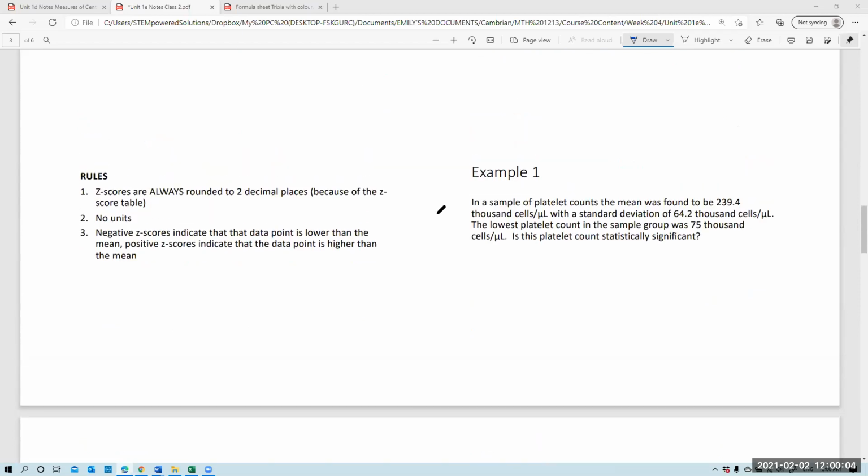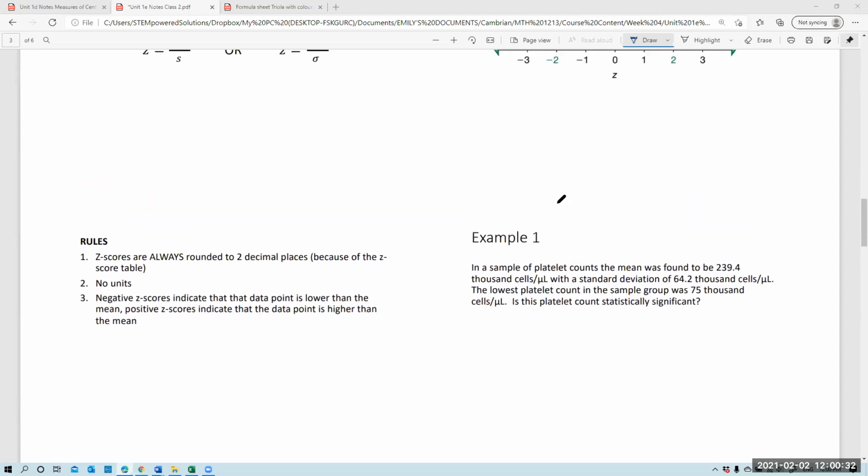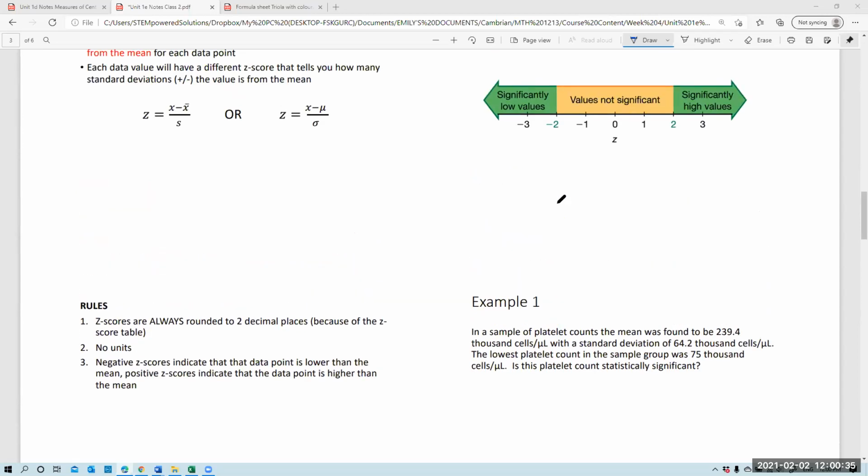All right, so example 1. In a sample of platelet counts, the mean was found to be 239.4 thousand cells per microliter, with a standard deviation of 64.2 thousand cells per microliter. The lowest platelet count in the sample group was 75,000 cells per microliter. Is this platelet count statistically significant? All right, so we're going to use the z-score to calculate whether or not this is statistically significant.